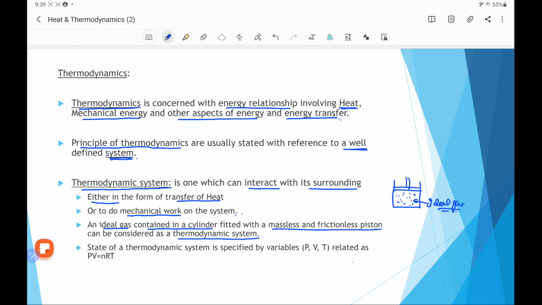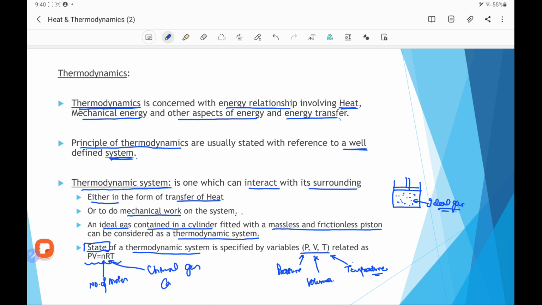An ideal gas contained in a cylinder fitted with a massless frictionless piston can be considered as a thermodynamic system. And the state of a thermodynamic system can be specified by the variables P, V, T. Here P refers to the pressure of the gas, V is the volume, and T is the temperature. And this is the absolute temperature, that is in Kelvin scale. And these three variables are related by the ideal gas equation, that is PV equal to nRT, where n is the number of moles of gas and R is the universal gas constant.